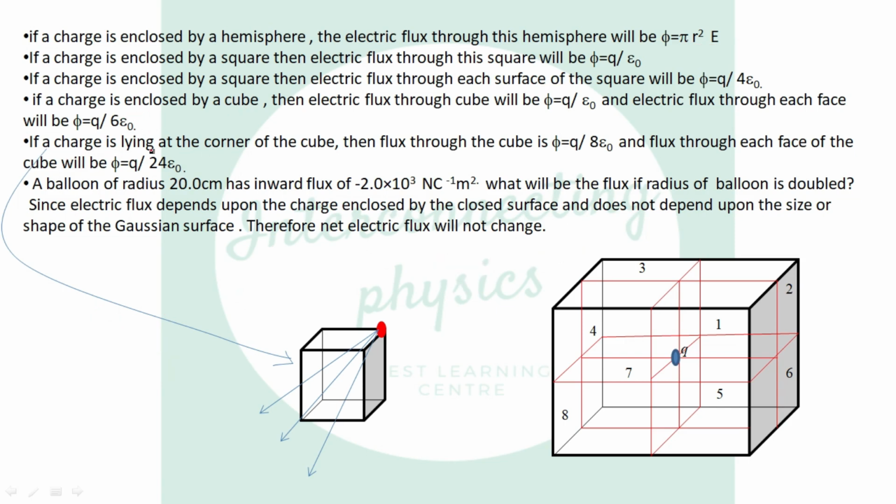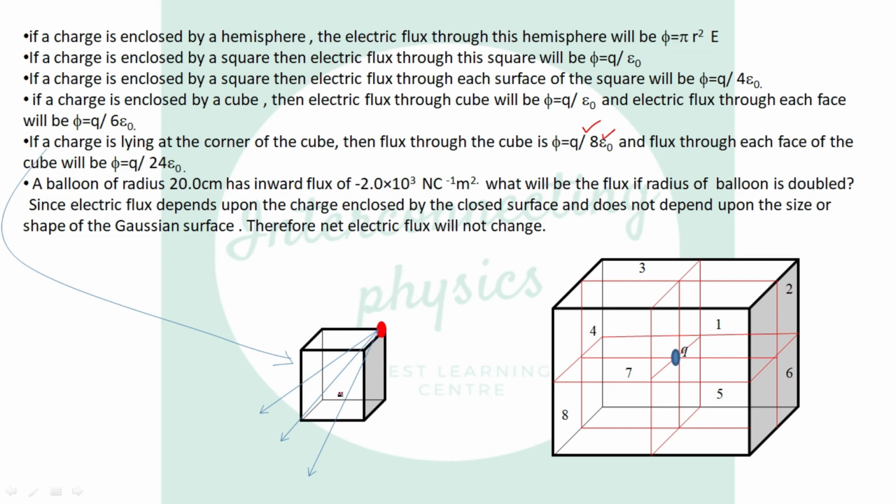Now if a charge is lying at the corner of the cube, let us suppose we have a cube and the charge is lying at the corner, then the electric flux through the cube is Q divided by 8 epsilon naught. See how. This charge is present at the corner, and if we draw a Gaussian surface in the form of a cube around it, we see here space is empty, here space is empty, above this surface is empty.